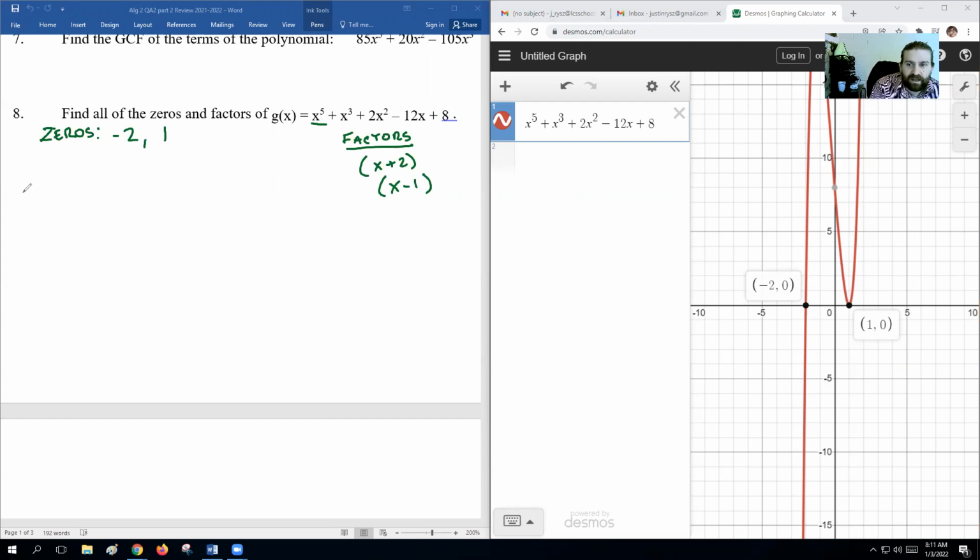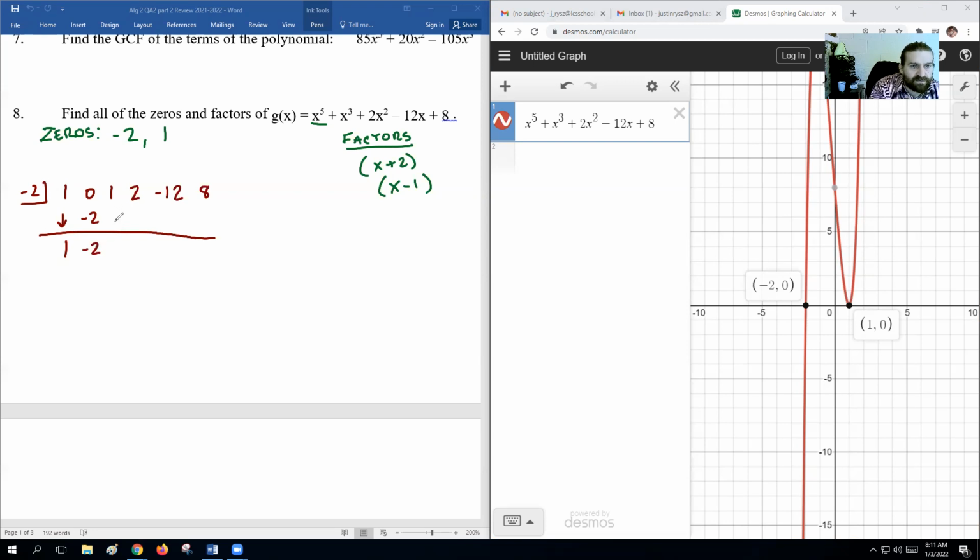So let's divide by -2. And let's see, we have 1x to the 5th, 0x to the 4th, 1x cubed, 2x squared, -12x, and then an 8. All right, so let's divide this down here to make this equation smaller. So we'll drop down the 1. 1 times -2 is -2. All right, and then if we add that together, that's -2.